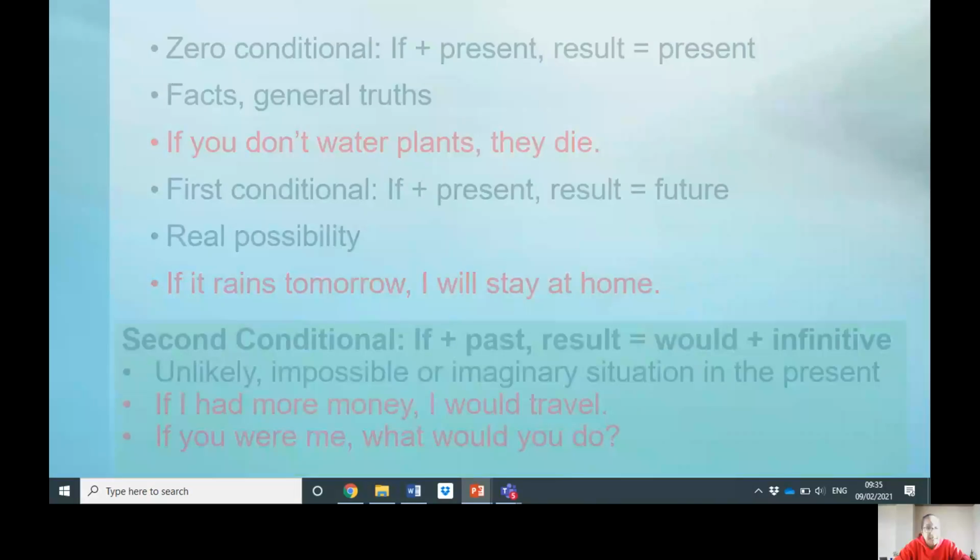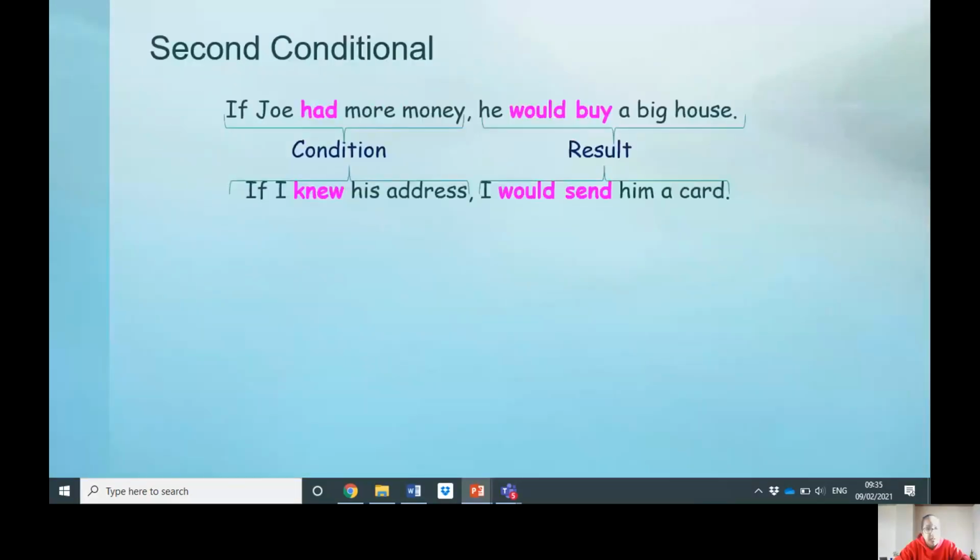Looking at these examples, if Joe had more money, if I knew his address, these are the condition clauses. These are not true in the present. Joe doesn't have more money. I don't know his address. The result clause, he would buy a big house. I would send him a card. These are true only if the first part is true, which it's not.